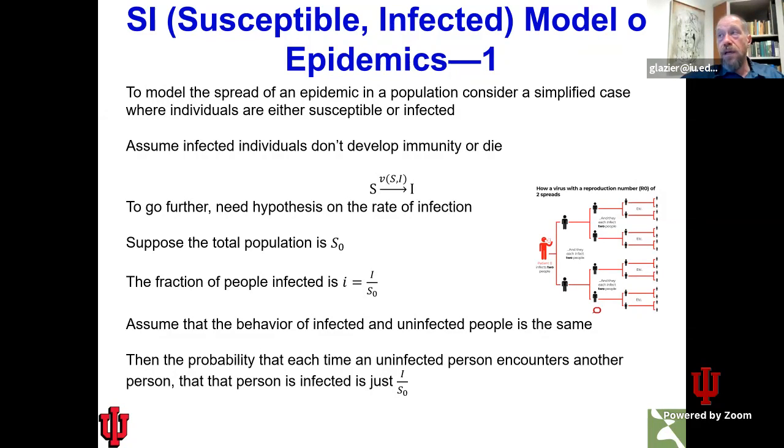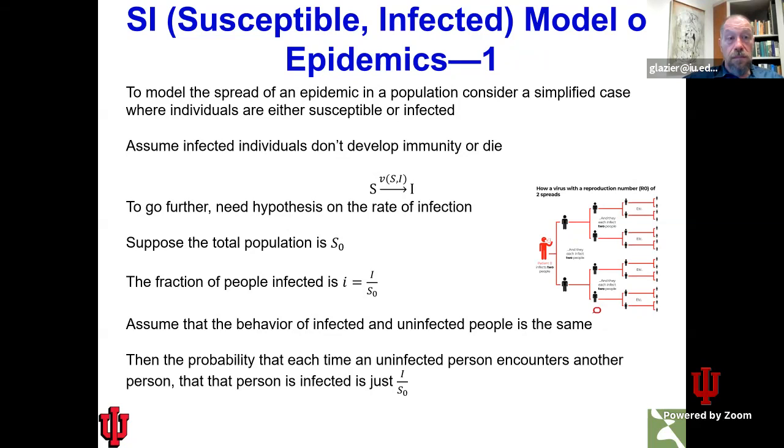So lowercase s would be the fraction of the population that's susceptible. Lowercase i would be the fraction of the population that's infected. Okay. Now, I assume that infected and uninfected people behave in the same way, which is generally not the case if the disease makes you wildly sick, but would be the case, for example, with typhoid, where you can be a silent carrier, with HIV, where you can be a silent carrier, hepatitis, where you can be a silent carrier.